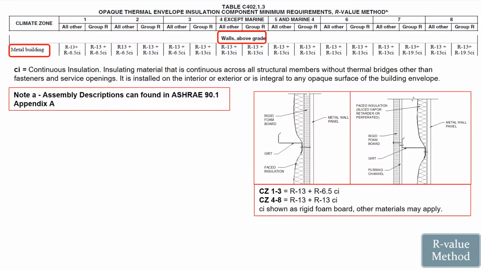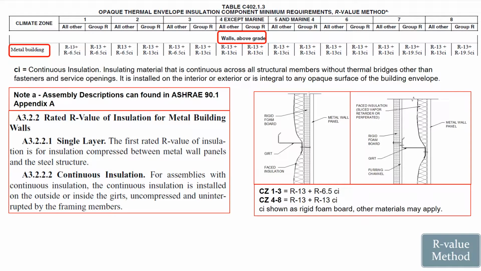There is a note A that I referred to earlier. So you can find these systems and other systems in ASHRAE 90.1 in Appendix A, and how these are assembled, and a little more descriptive text on single layer and continuous insulation.